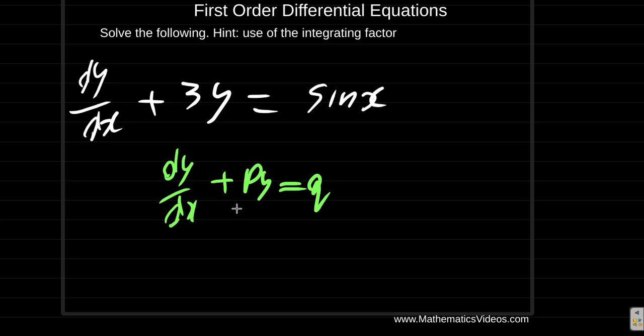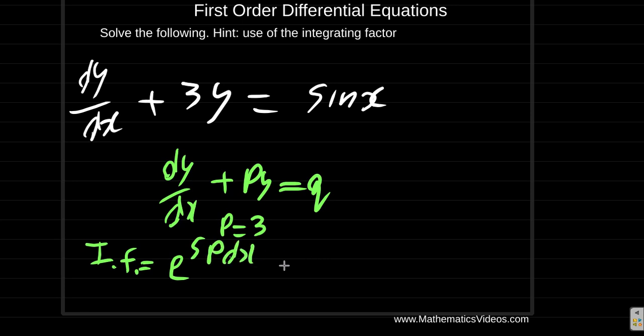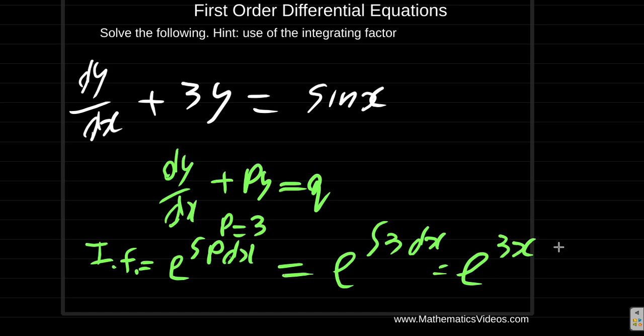Now, in this case, you can see that p is equal to 3. The integrating factor will be in the form e to the integral of p dx generally. In this case, it is e to the integral of 3 dx, which is e to the, when you integrate 3, you get 3x.